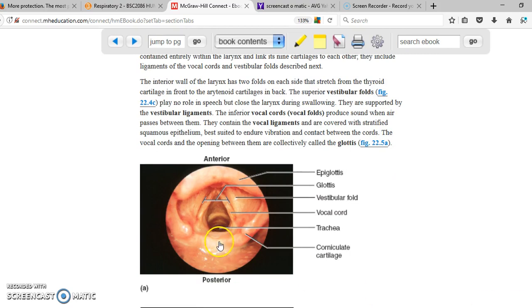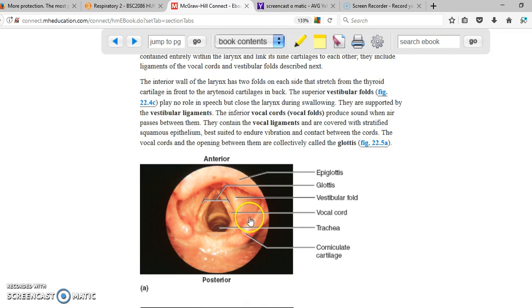Right there you have the top part of the larynx, which is the area where we're going to produce the different types of sounds when we talk. Right here, this part is called the glottis. Right here is the epiglottis. And you have in here a cartilage, which is the corniculate cartilage.